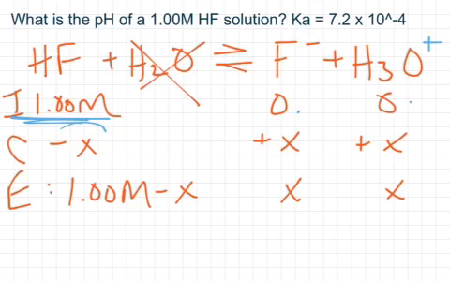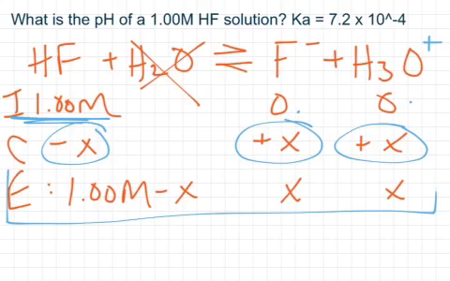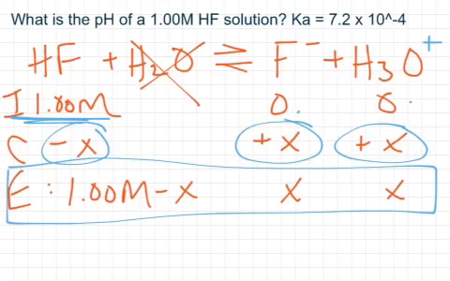Okay, and then we have an unknown change, unknown change, unknown change, which means that at equilibrium, we know that 1 molar HF will have gone down a little bit, and the amount of F and H3O will have increased by that amount. To make our lives easier, we can assume that this X is very small. So probably when 1 molar minus X is calculated, it's just going to end up rounding to 1 molar.